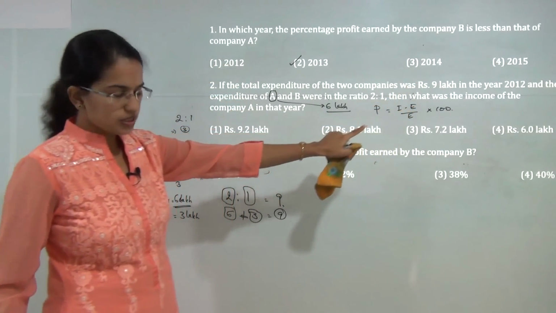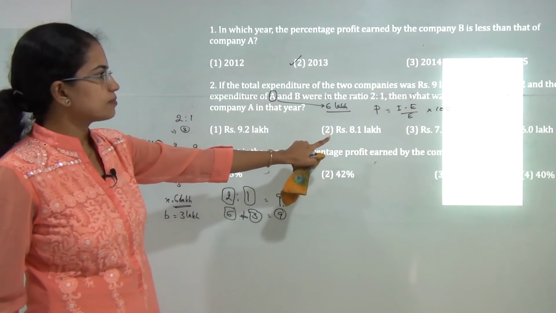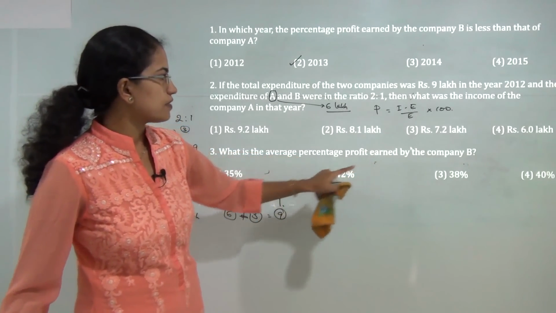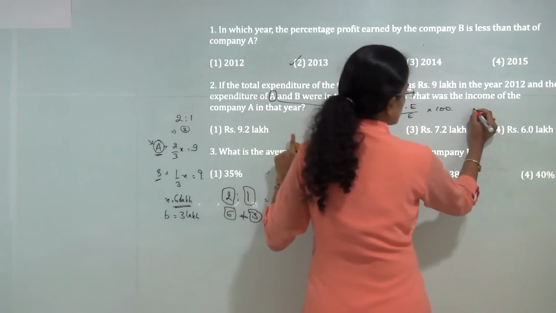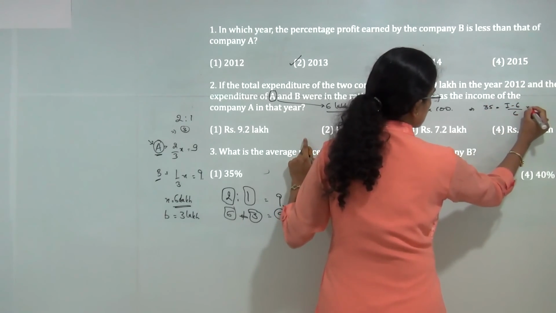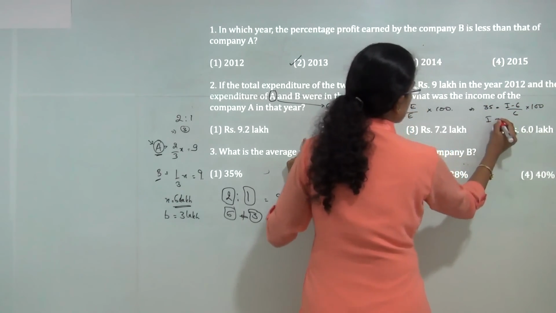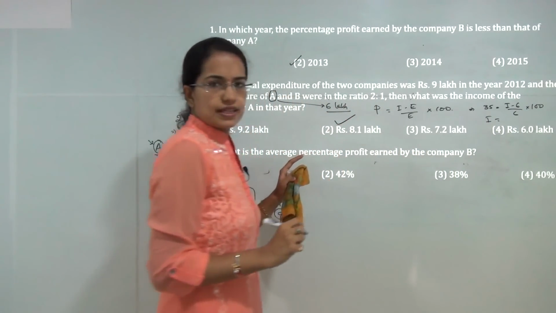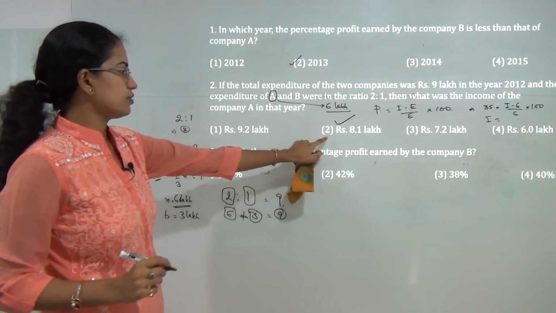Now for 2012, if we move back, the profit of A is 35. So we can simply substitute it here. So 35 would be income minus 6 divided by 6 into 100. If we solve it, we will get the value of I, and that would be 8.1 lakhs. So the answer would be B.